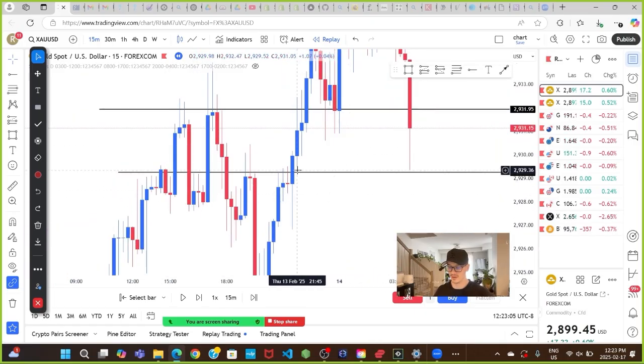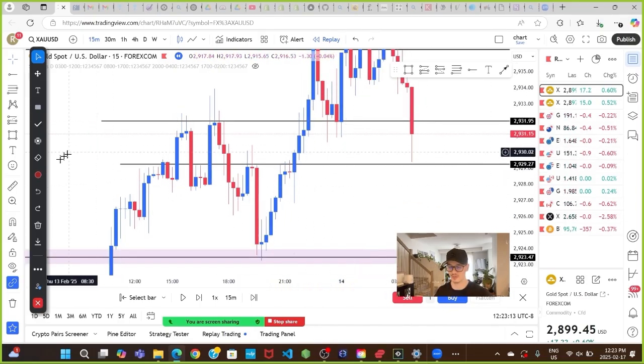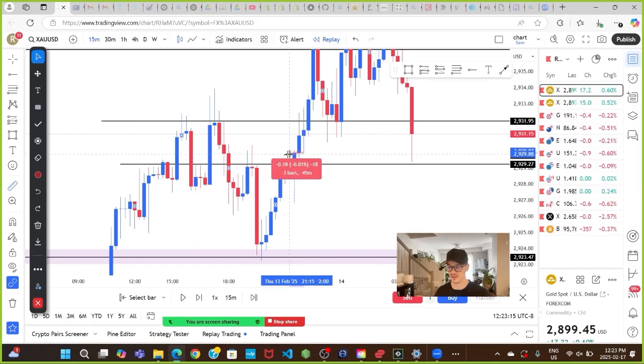We got this, finally a manipulation down to retest these lows and a flip all in the 15-minute candle. So gold does act very fast. A closure above. I entered here. We got that first initial push of, I think, 15 to 20 pips. I went break even.